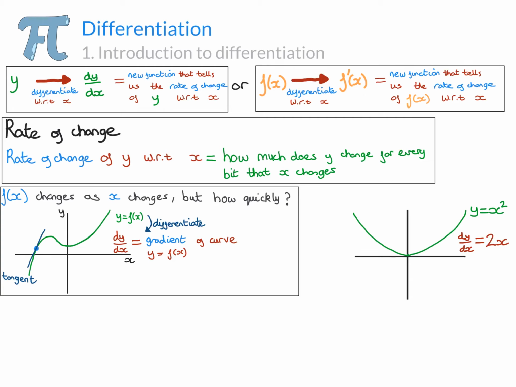What this means is that if we want to know the gradient of this x squared curve here at any point, we just input the x-coordinate of that point into this function 2x, and it will give us the gradient. For example, the gradient at x equals 4 is 2 times 4, which is 8. The gradient at x equals 0 is 2 times 0, which is 0.